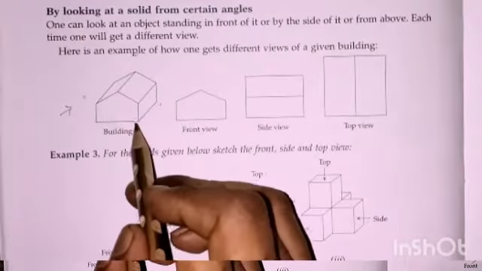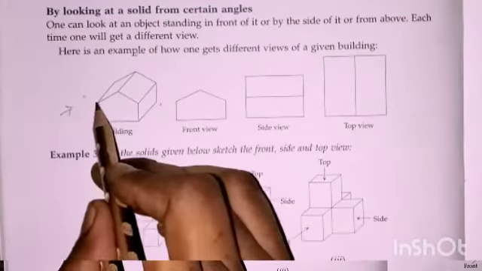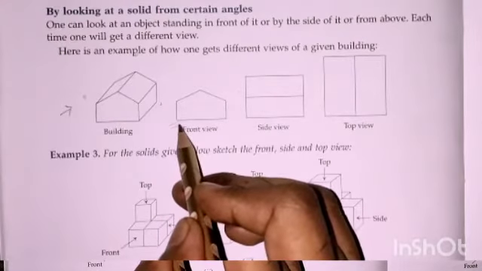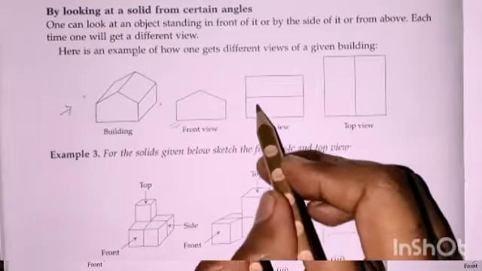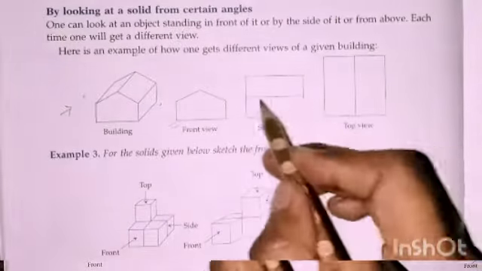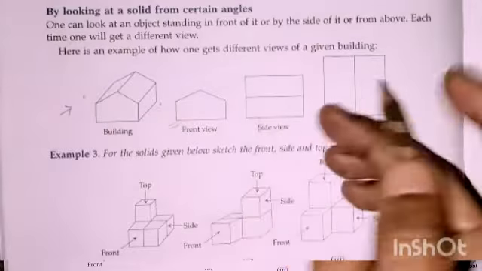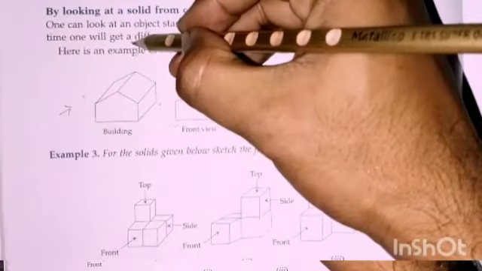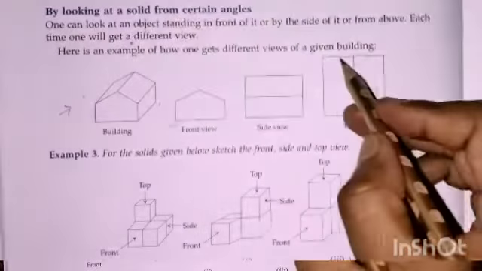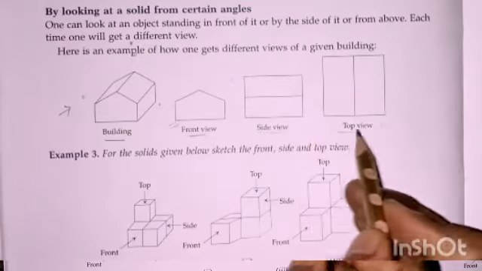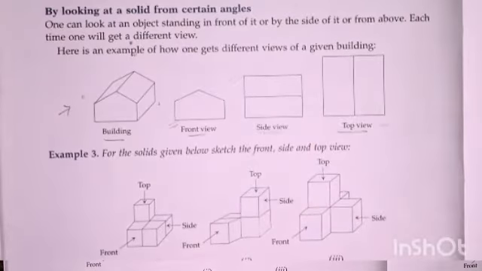For example, if this is a building, from the front we'll see this face, children, and it will look like this. And if we try to see from the side, we'll have a side view, and the same house will look to us like this, two rectangles parted from the center. And top view, children, if we keep our eye at the top and try to see it from the top, we'll have two equal rectangles. So these three are very important views that we have to do in this chapter.